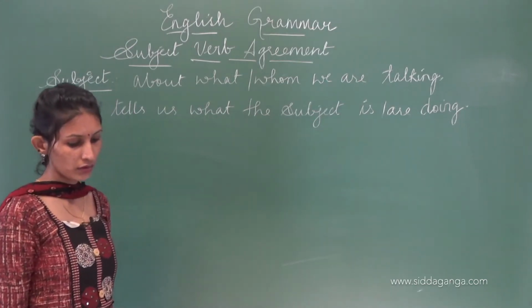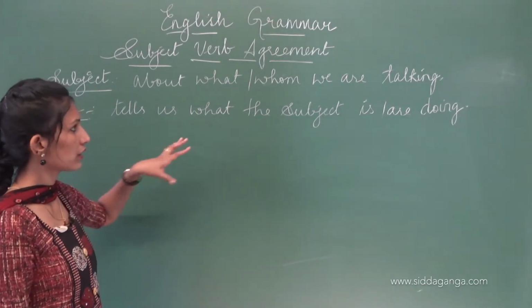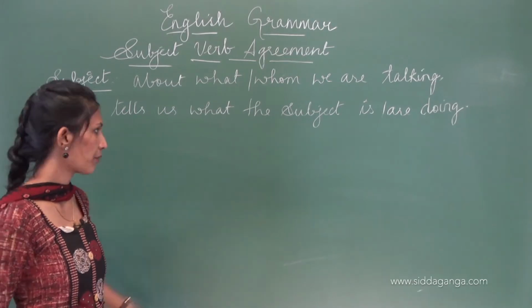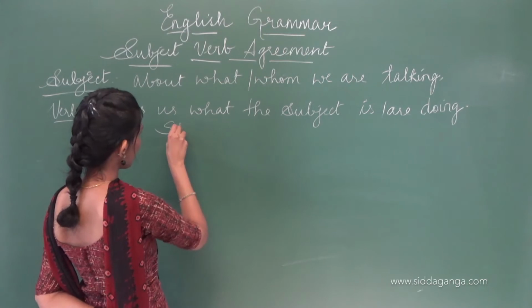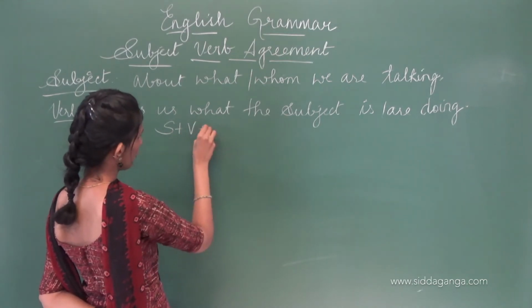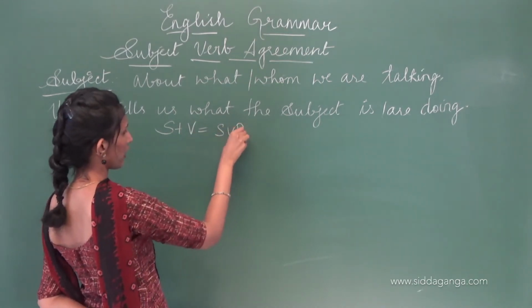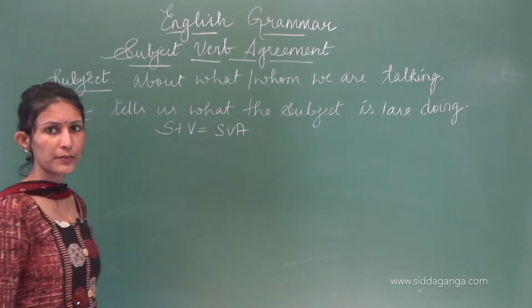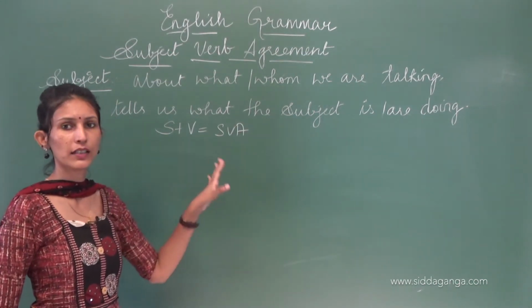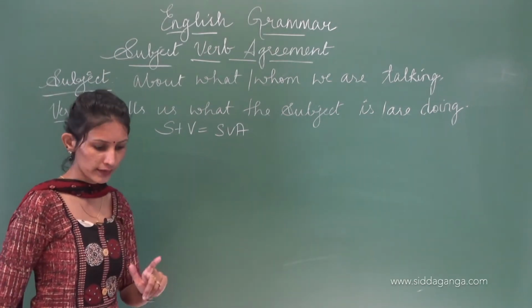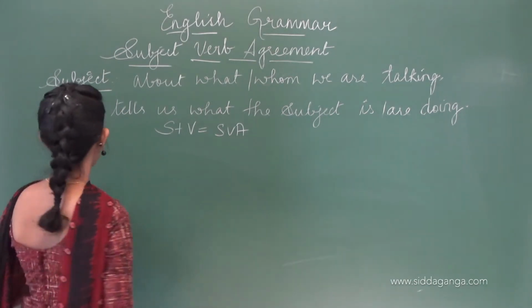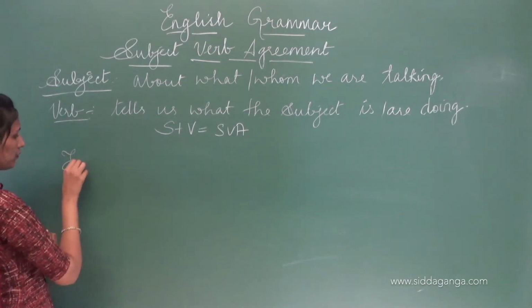Now, conclusion, subject must agree with the verb. Okay, subject must agree with the verb and then it becomes subject-verb agreement. Now we will see basic sentences first and then move on. See examples.